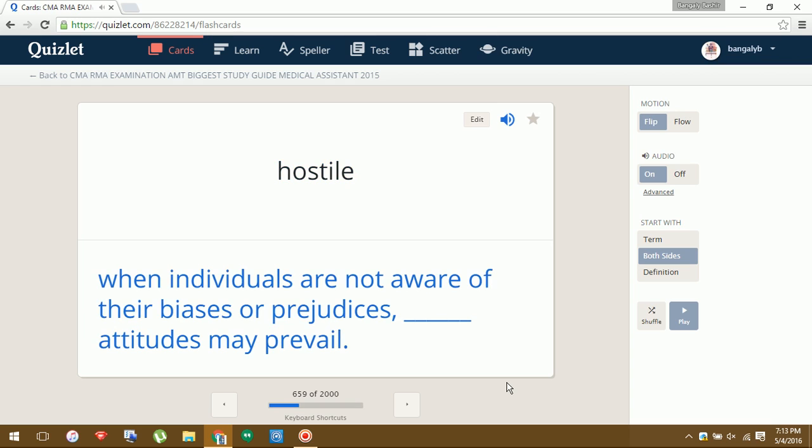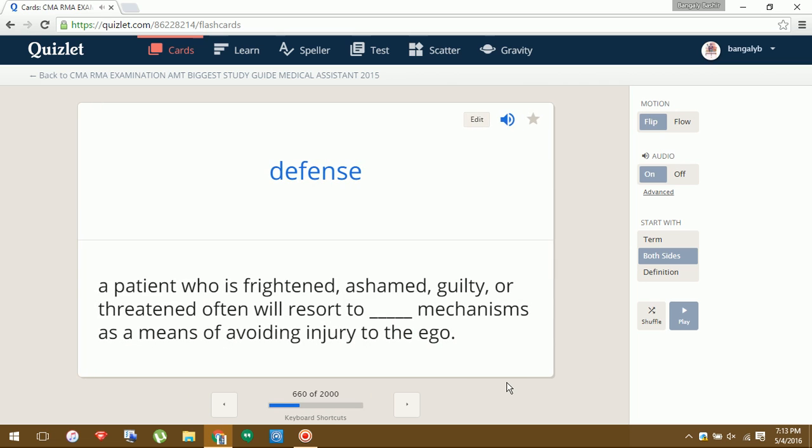Hostile. When individuals are not aware of their biases or prejudices, blank attitudes may prevail. Defense. A patient who is frightened, ashamed, guilty, or threatened often will resort to blank mechanisms as a means of avoiding injury to the ego.